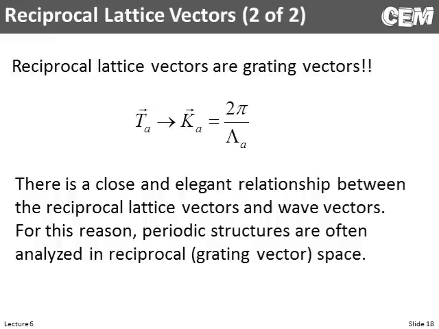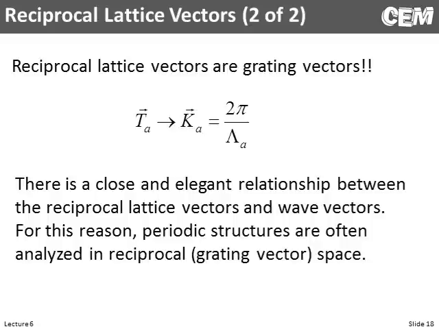Now, we just described a grating vector, which was perpendicular to the grating planes and had a magnitude 2 pi divided by the spacing between the planes. That's exactly what a grating vector was. That's exactly what a reciprocal lattice vector was. We paired off our direct lattice vectors, formed planes, and calculated reciprocal lattice vectors from that, which were perpendicular to the planes with a magnitude 2 pi divided by the spacing between the planes. So reciprocal lattice vectors and grating vectors are the same thing.